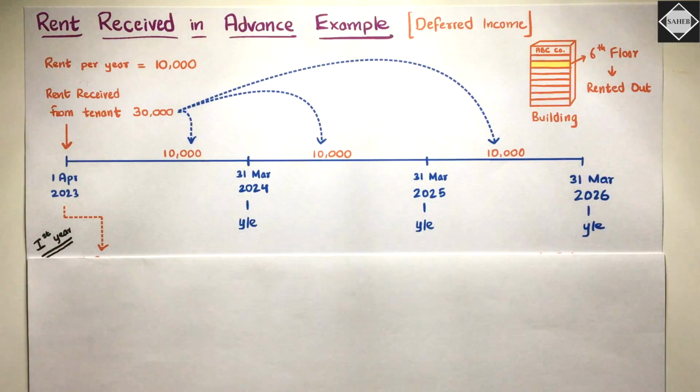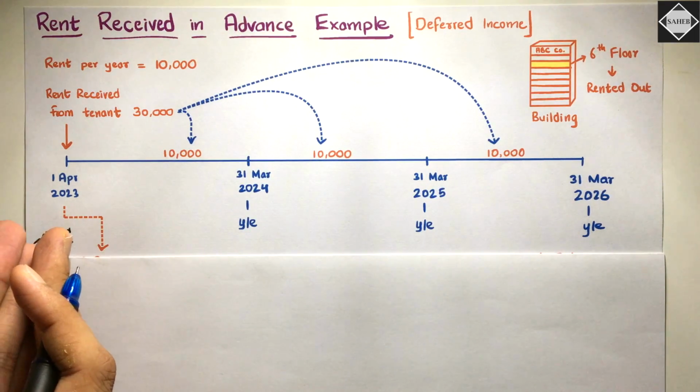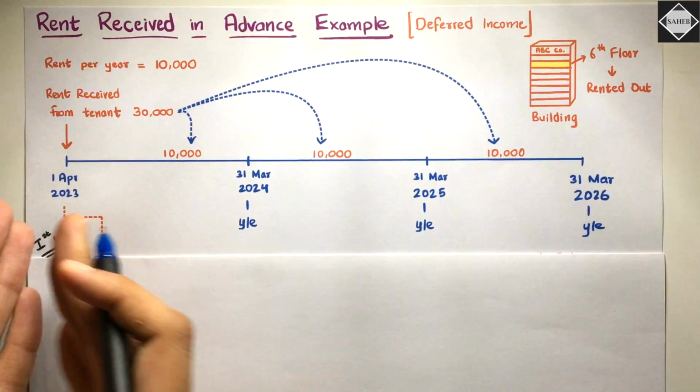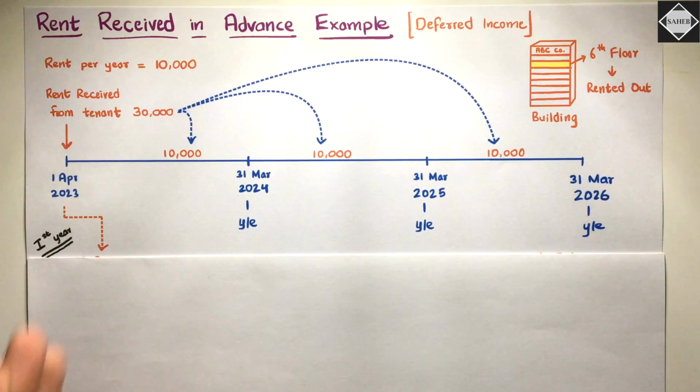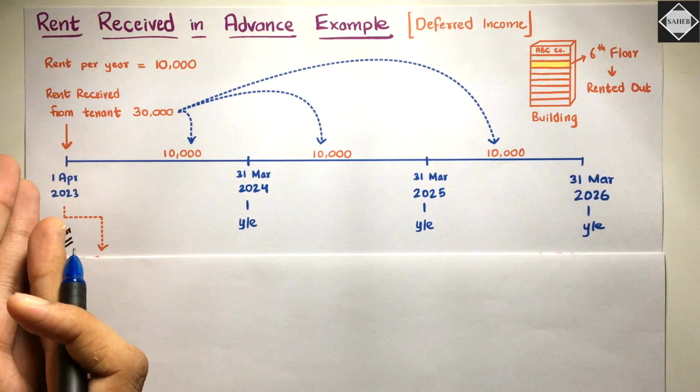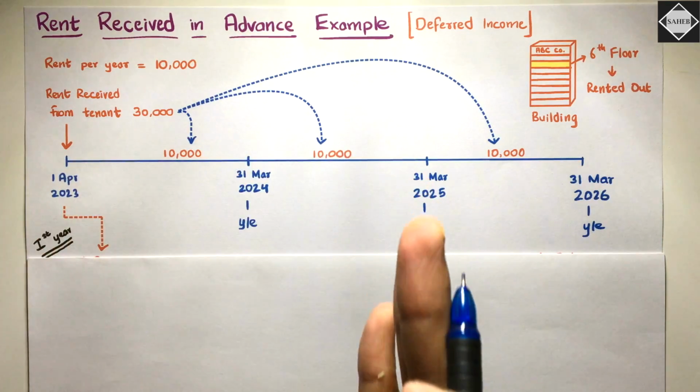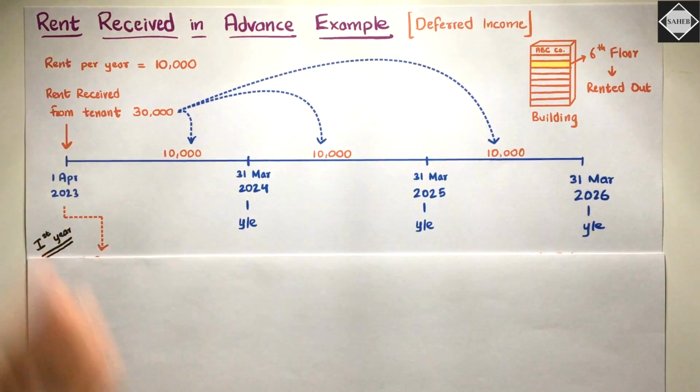Right? We haven't provided any service on the first day. They have not done their operation on the 6th floor on 1st April 2023, right, of 30,000. They have just signed the contract, and we have received the money of these periods entirely on the first day only. So this entire 30,000, you will say it's deferred income, right?